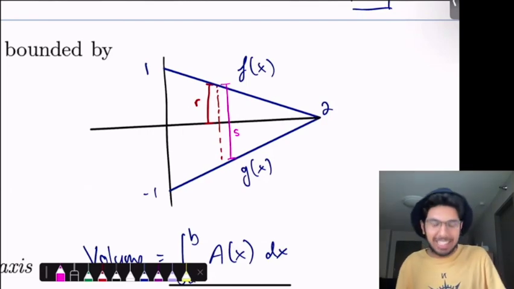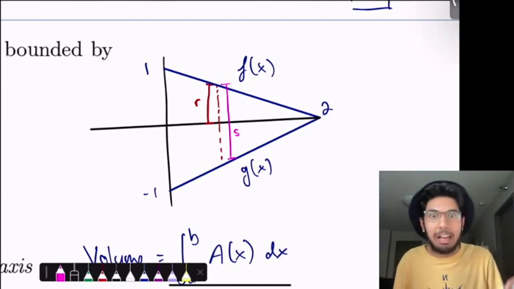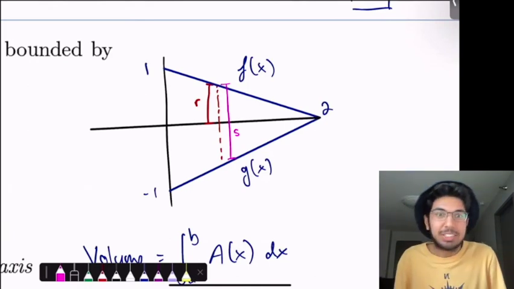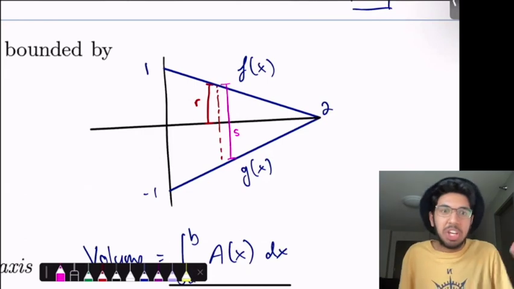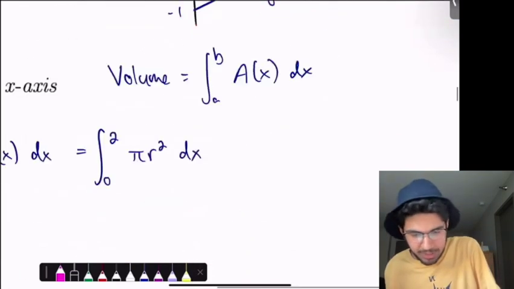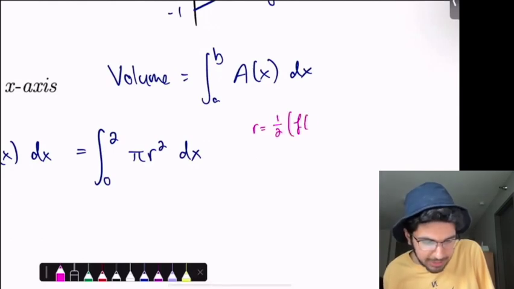That kind of makes sense, right? Because this is like the diameter. S is sort of like the diameter and we want half of it. Great, so we found S by doing f of x minus g of x. We just have to take half of that, right? So let's just do an aside here. R is going to be 1/2 f of x minus g of x.